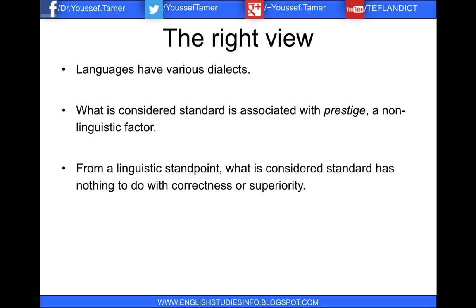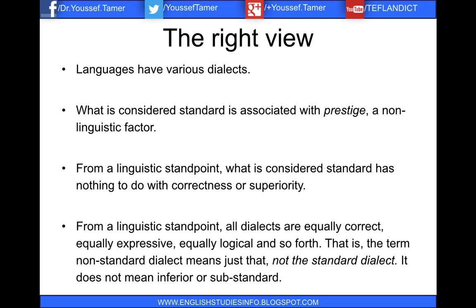For example, here we have the notion of prestige related to standard languages. From a linguistic standpoint, all dialects are equally correct, equally expressive, equally logical, and so on. The term non-standard dialects means just that: not the standard dialects. It doesn't mean inferior or substandard. The purpose of these arguments is to help you not adopt a misconception. What is the misconception? Maybe you think that a language is superior to a dialect, or more correct than a dialect, or vice versa. That's a misconception. Don't take it into account. Forget about it. The distinction between the two goes beyond linguistic variables to other variables related to society and politics.